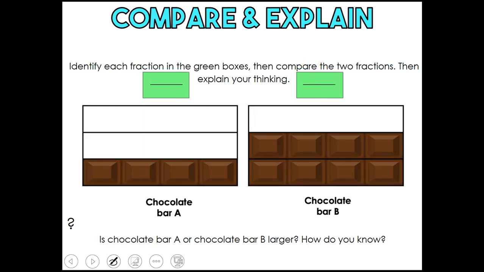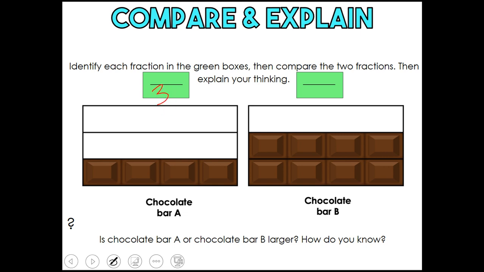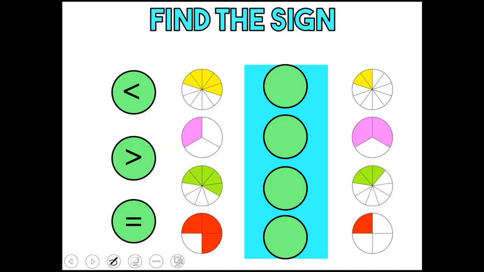All right, now we have our chocolate bar, and we have 1, 2, 3 parts. So 3 parts in both. Chocolate bar A has 1, chocolate bar B has 2. Which chocolate bar would you rather eat? 1 or 2? Probably 2, because it has more pieces.